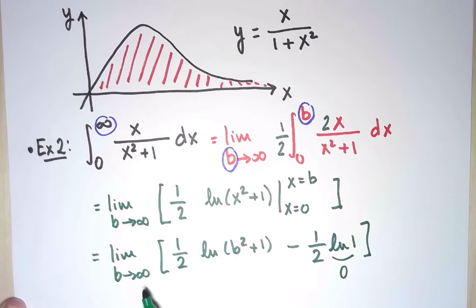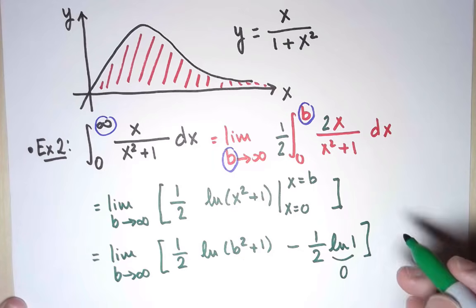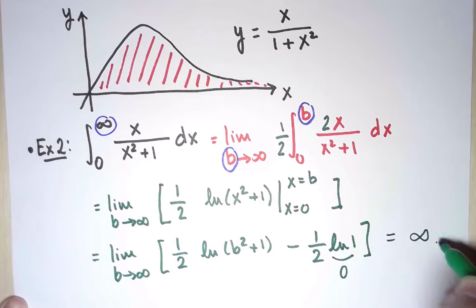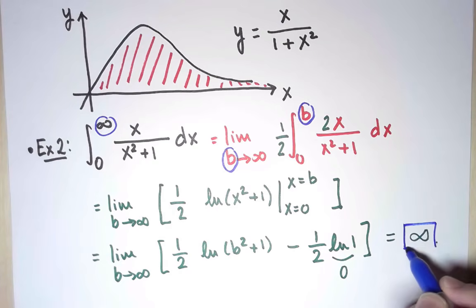As b diverges to infinity, b squared plus 1 also goes to infinity, and the logarithm of that also goes to infinity. So in this case, the limit doesn't exist because it is equal to infinity. Or in other words, this improper integral is divergent.